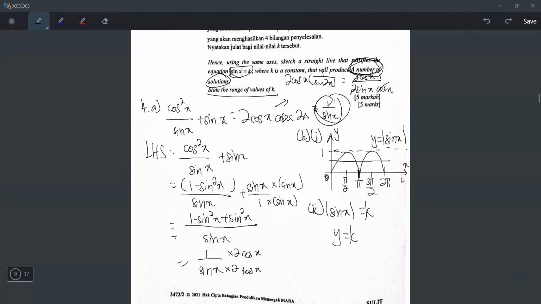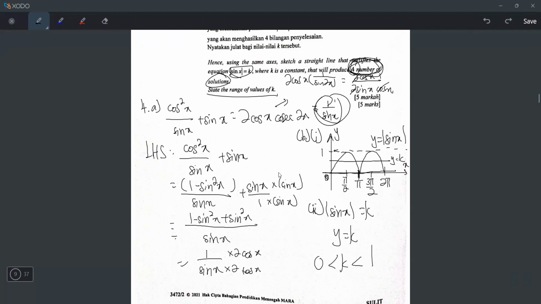Meaning, the y equals to k, the k can be in between 0 and 1. It cannot be 1, because if y equals to 1, there are only 2 solutions. I need 4 solutions. So it can be below 1. But it cannot be y equals to 0, because if y equals 0, there are 1, 2, 3 number of solutions.